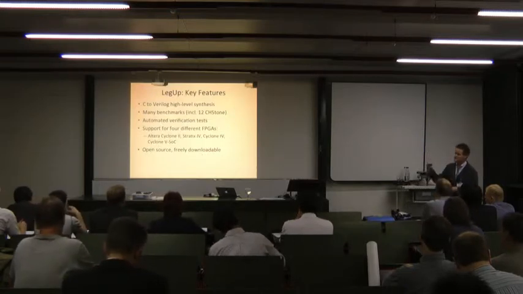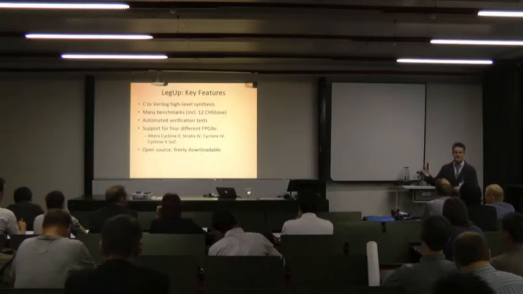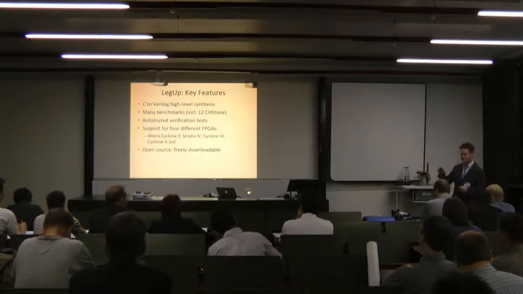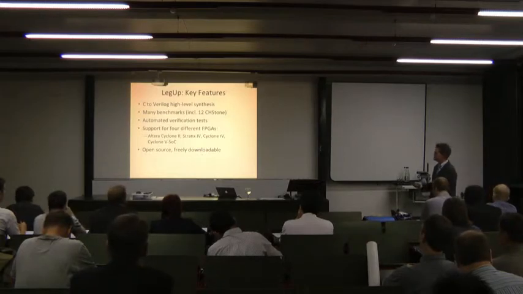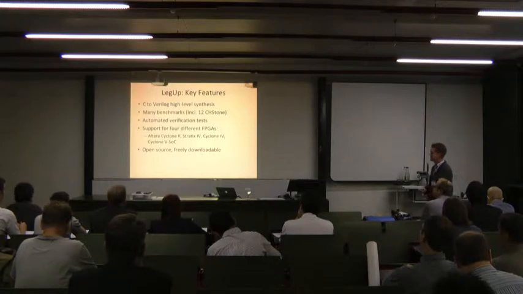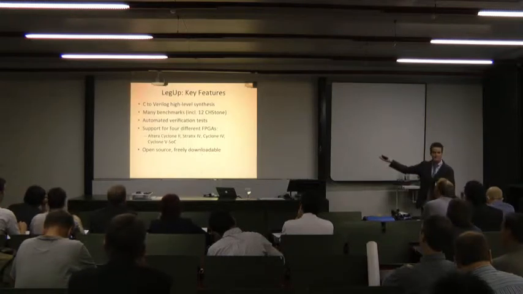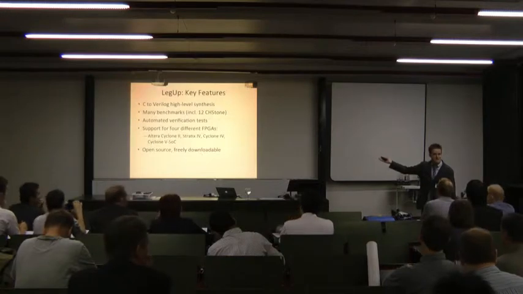Okay, so for example, if you change the scheduling algorithm and you want to check, did I mess something up? You can run something that will tell you whether all tests are passing. Right now we support 4 different FPGAs: Altera Cyclone 2, Stratix 4, Cyclone 4, and Cyclone 5 SoC. You might notice there's no Xilinx FPGAs listed right there. They're all Altera FPGAs. Why?